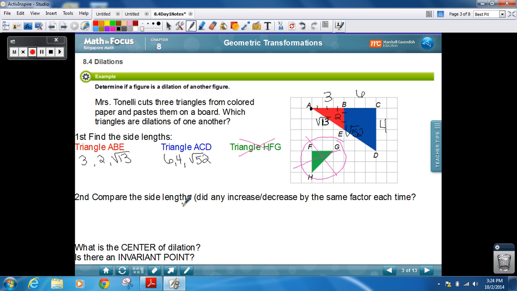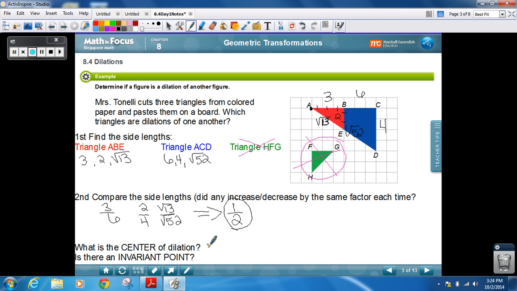Now to compare those, you set up the scale factor. So if I look here, the 3 goes over the 6, 2 goes over 4, and the square root of 13 goes over the square root of 52. All of those reduce to the scale factor of 1/2. So since they all reduce to 1/2, that means this is a dilation because the center of dilation is A with a scale factor of 1/2.